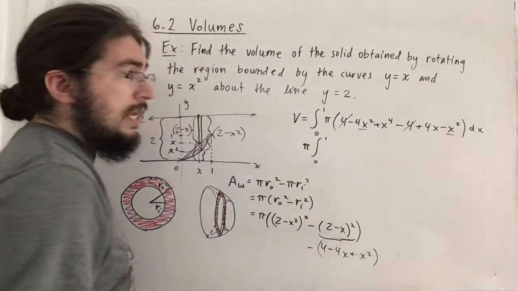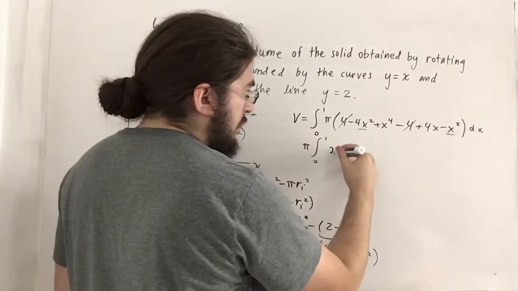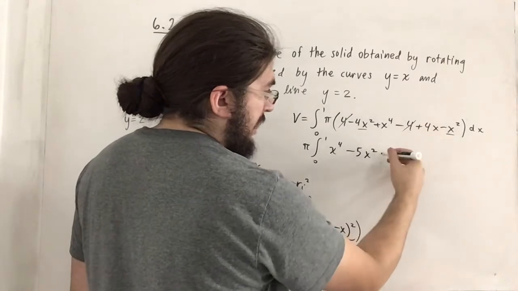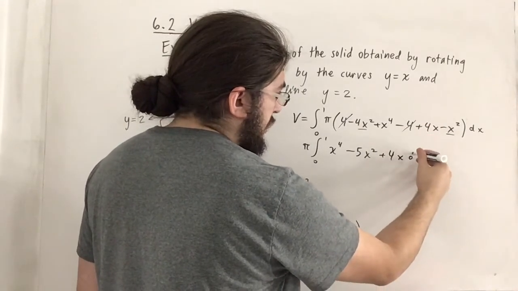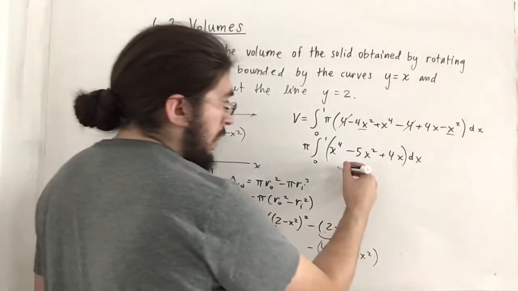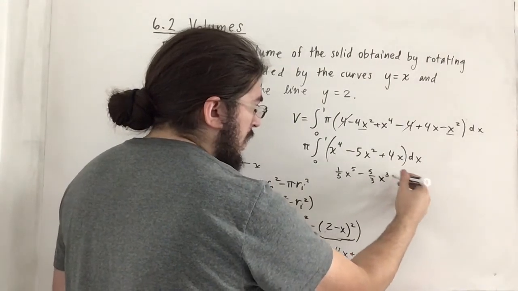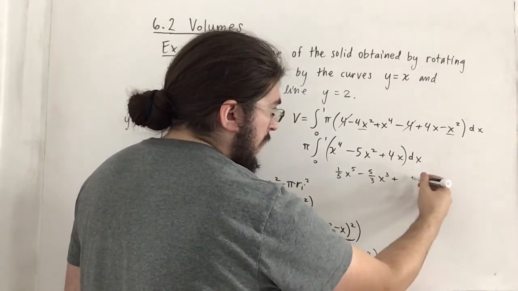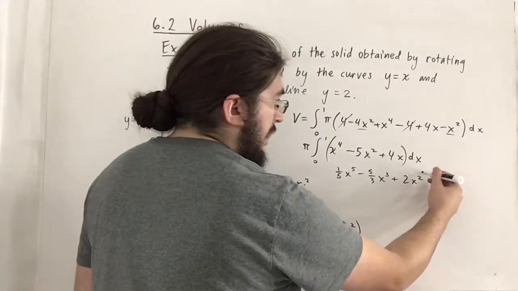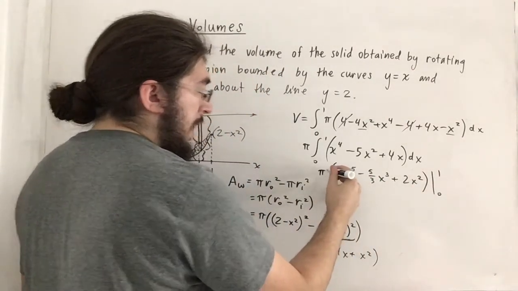Pi we can pull out on the outside. And let's write this, I guess, in order. So the highest power is x to the 4th. The next in line is x squared, which is negative 5x squared. And then we have this positive 4x left. Perfect. So now, the antiderivative of each of these terms will be 1/5 x to the 5th minus 5/3 x to the 3rd plus 4 over 2x squared, so it's just 2x squared actually. And you can check by taking the derivative, you need to get 4x. Evaluate this between 0 and 1, and then multiply by pi after the fact.